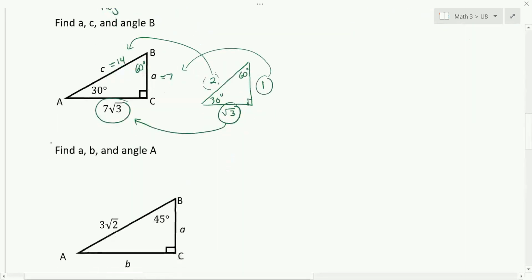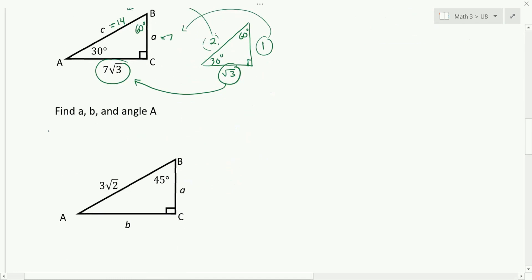Same idea with the 45, 45, 90. Now this does not look like a 45, 45, 90. What do you know about all 45, 45, 90 triangles? They're isosceles, huh? So A and B are going to be equal to each other because the base angles are the same. And in Math 2, there's something called the converse of the isosceles triangle theorem, which says if the base angles are congruent, then the side lengths are congruent. And that's what we have here.